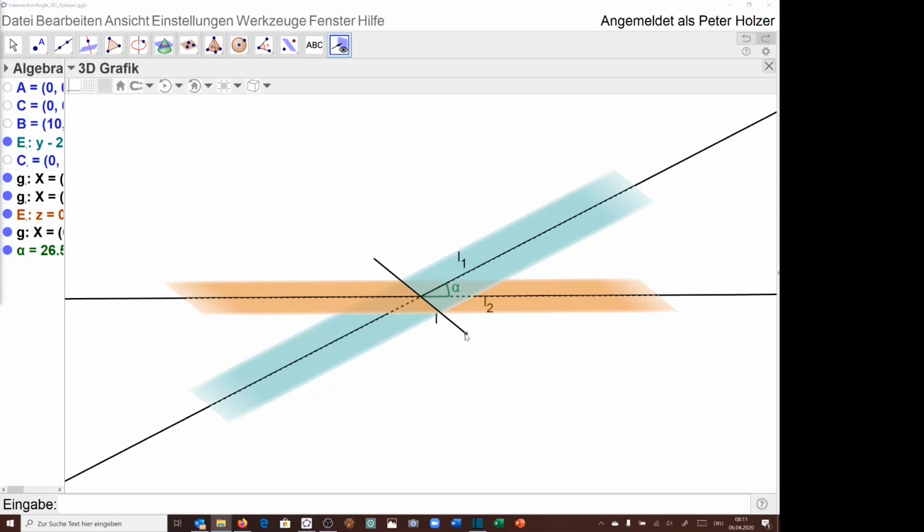To understand why this is the case, let us turn the whole situation such that we look directly into the line of intersection L. This means that the line becomes just a point.